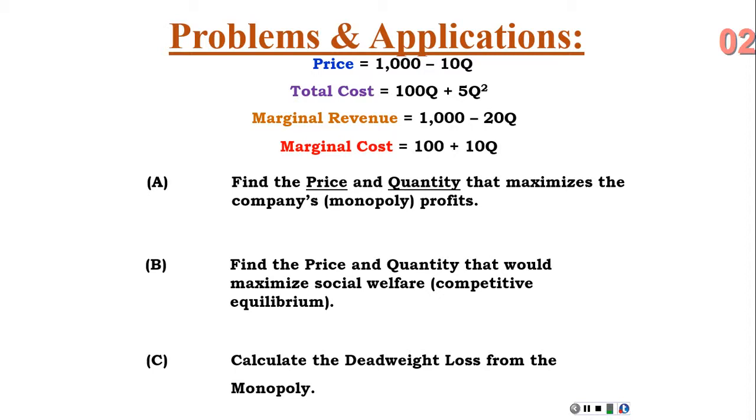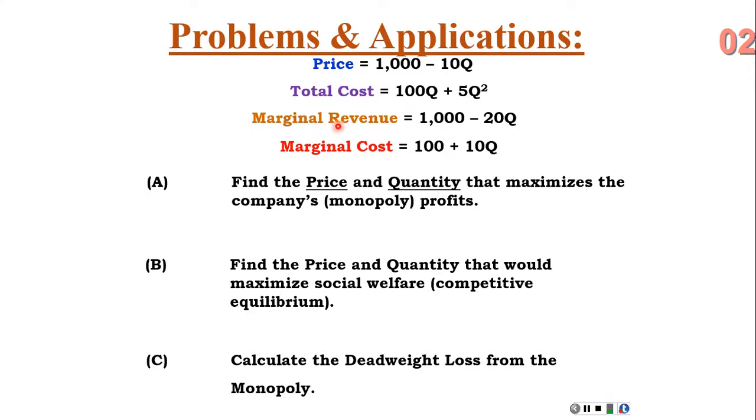Okay, imagine I give you a demand curve, right, which is price equals 1,000 minus 10Q. Obviously that would be a negative relationship between price and quantity. The slope there would be negative 10. The y-intercept would be 1,000. So that would be our linear demand curve. Then if I gave you our total cost curve, 100Q plus 5Q squared, that would be our monopolist's total cost.